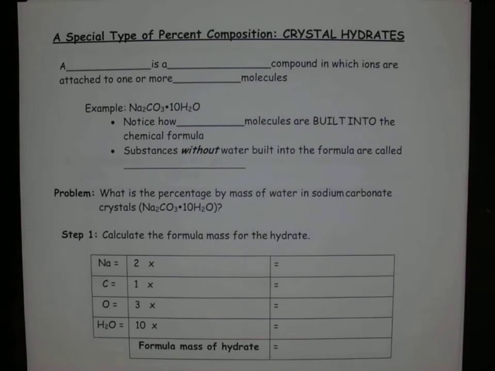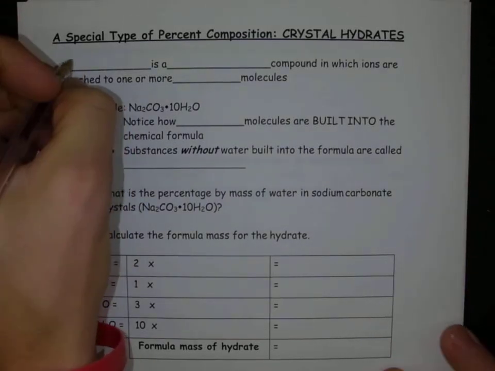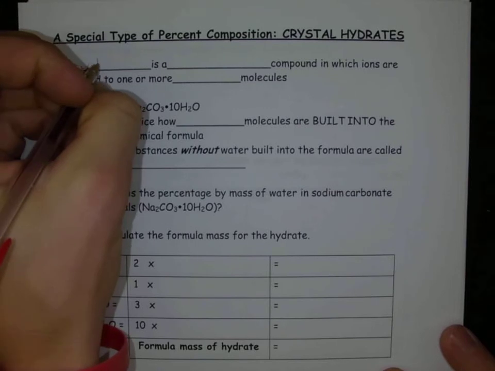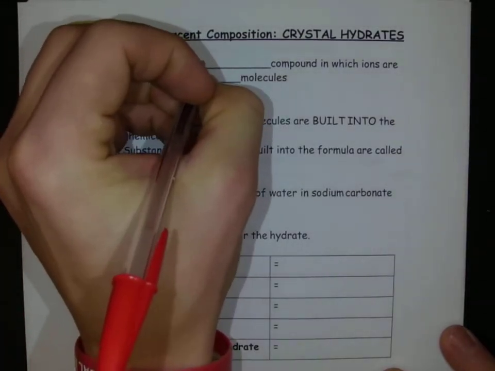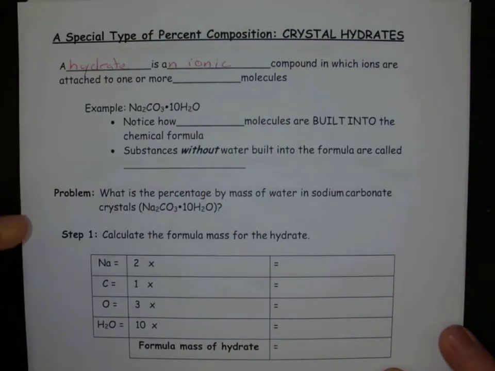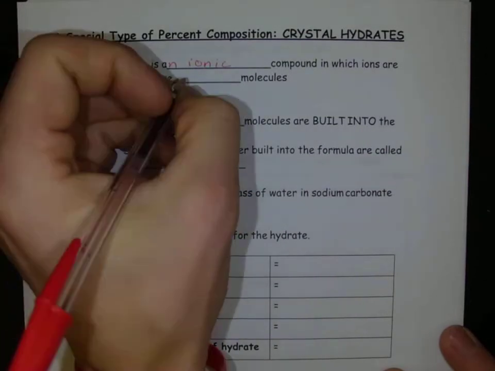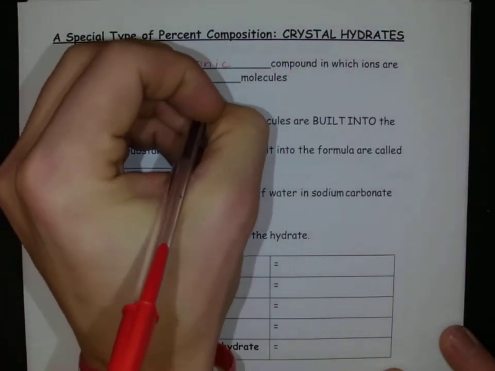All right, so we are going to talk today about crystal hydrates, and these are a special type of compound that we kind of really briefly started talking about. But a crystal hydrate, or a hydrate, is an ionic compound in which the ions are actually attached to one or more water molecules, okay?